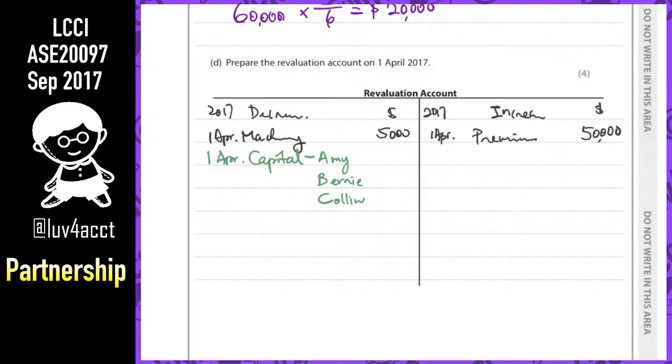45,000 divided by 6. We have 7,500, 15,000, and then 22,500. Let me check that it is correct. Add the 3. Yes, 45,000. So finish here.